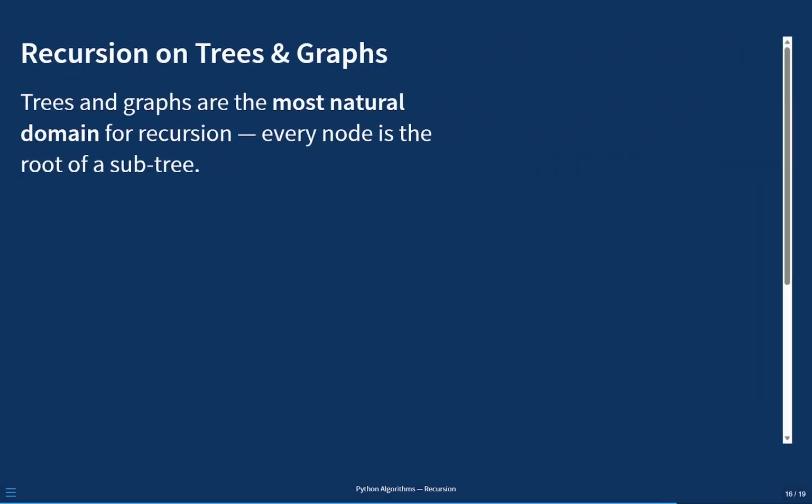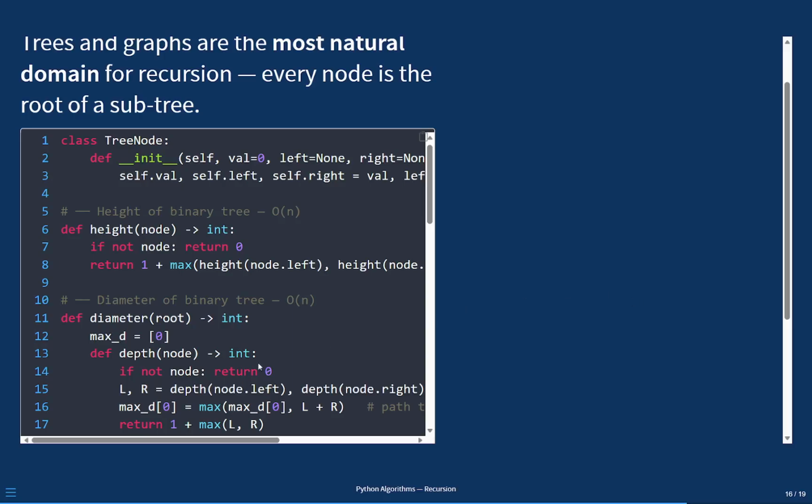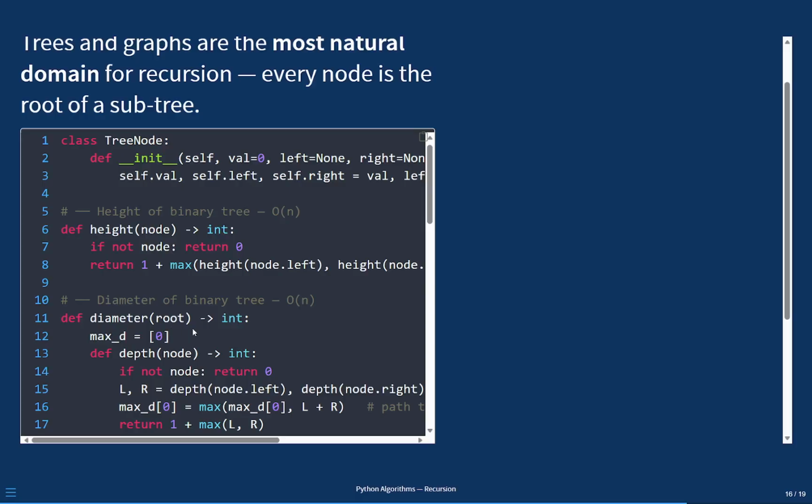Next, trees and graphs are where recursion truly shines. The recursive structure of a tree, every node is the root of its own subtree, maps perfectly onto recursive function calls. Each function handles exactly one node, and trusts recursion to handle its children. Height: base case is null, return 0. Otherwise return 1 plus the max of the left and right subtree heights. This is the simplest possible tree recursion, and the foundation for many more complex ones.